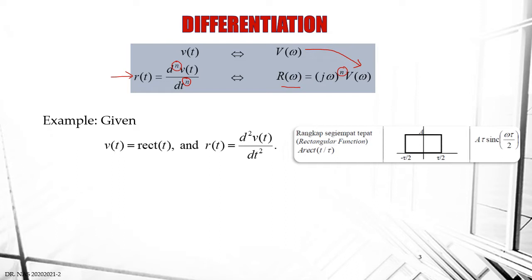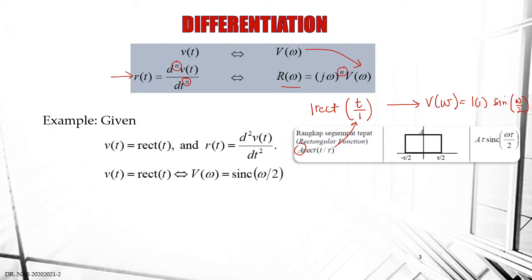So v(t) is rect(t/τ), meaning τ equal to 1. So V(ω) equal to Aτ, where A equal to 1 and τ also 1, times sinc(ωτ/2), which is sinc(ω/2). Okay, next you need to find what is R(ω).